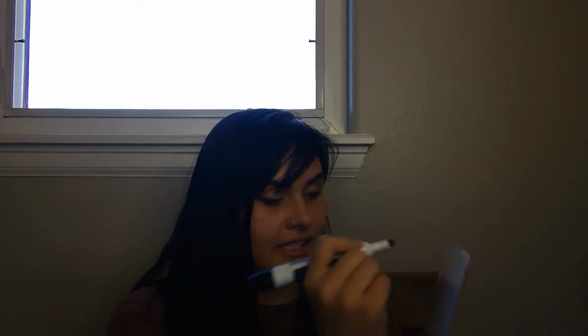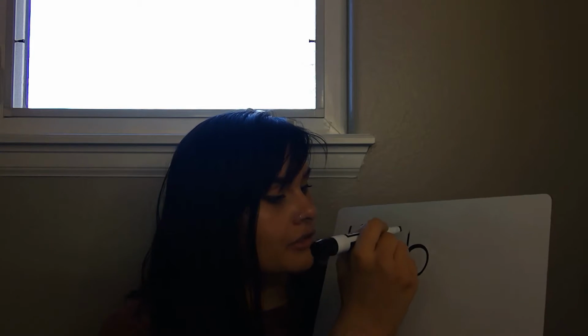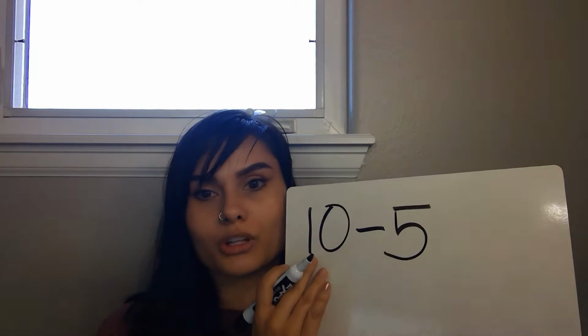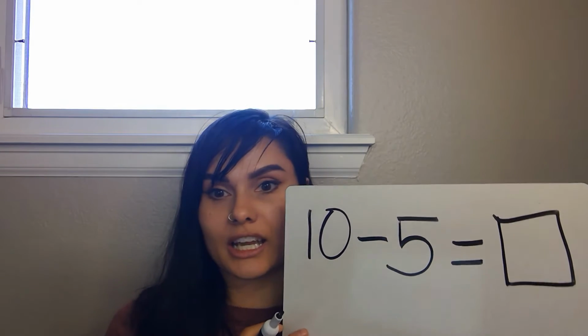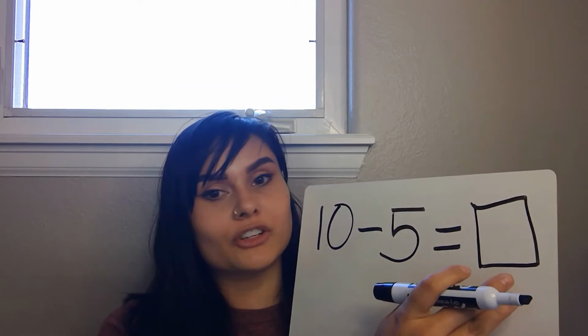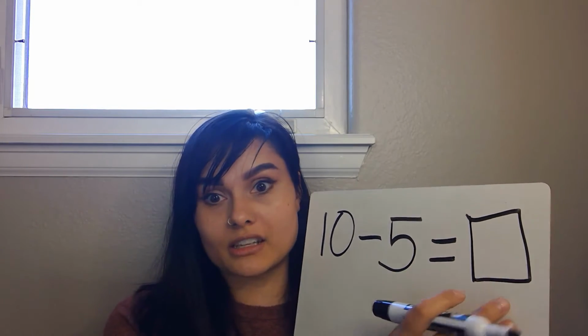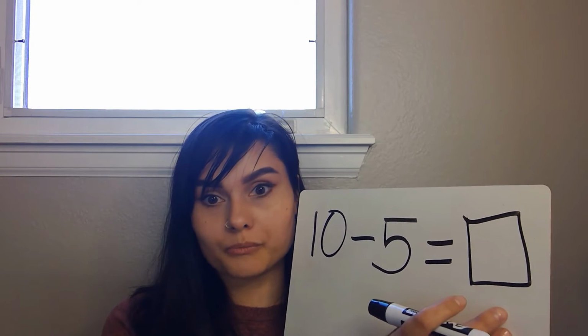So the first thing I'm going to do is write out my equation. We said that there was 10 cats and 5 of them are wearing hats. So I need to take away those 5 cats from the total of 10. And then I'm trying to find out how many cats are not wearing hats. So I'm solving for that unknown difference, this unknown total.